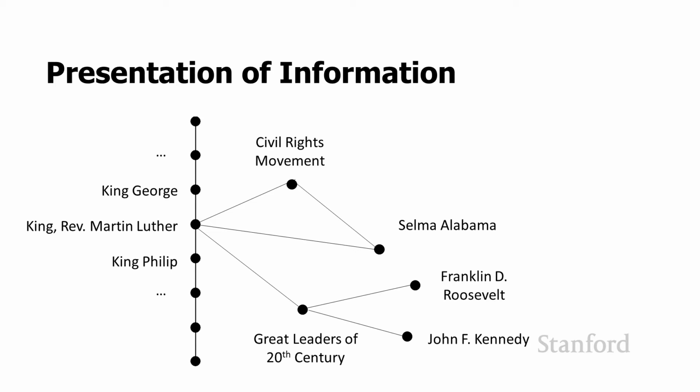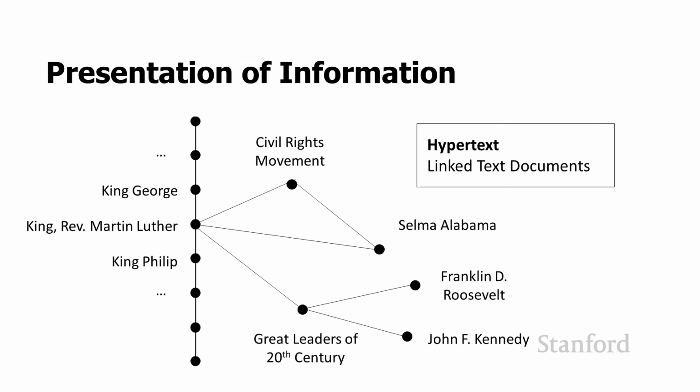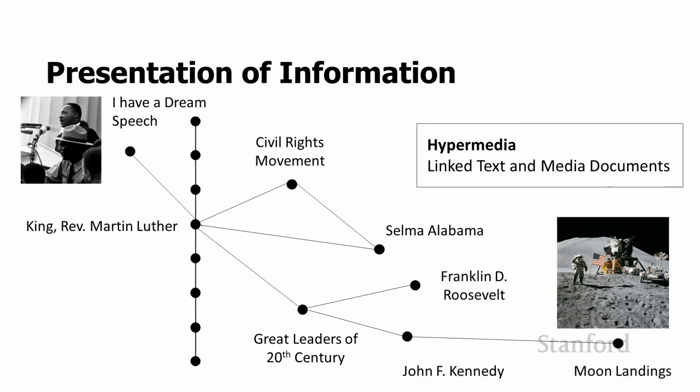So we can still maintain our sequence of information for lookup if we wanted to, but we could also link the Reverend Martin Luther King to articles on the Civil Rights Movement, to Selma, Alabama, to great leaders of the 20th century, and so on. We now have a web of information, which is where the term World Wide Web comes from, of course. And this concept of hypertext basically said that we have these different text nodes and that we're going to link the text nodes. And of course, this is exactly how the World Wide Web works.